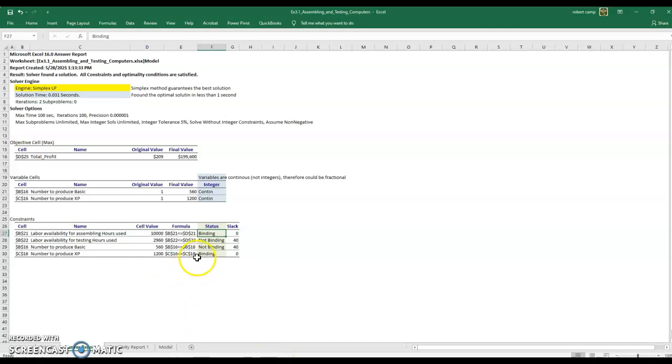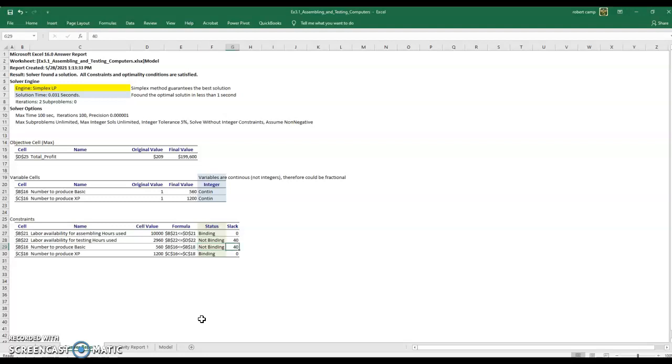Same thing with number of XPs to produce. We can only make 1,200 of them. And so we made 1,200 of them. There is no wiggle room there. That is a binding constraint. So the binding constraints are what are forcing the final solution. The non-binding constraints, we would be able to play around with to make changes because we have some of those units left.